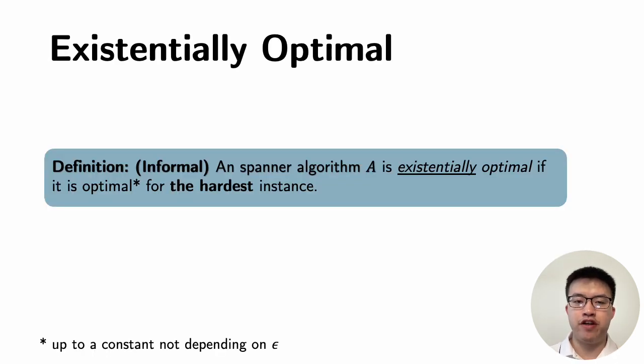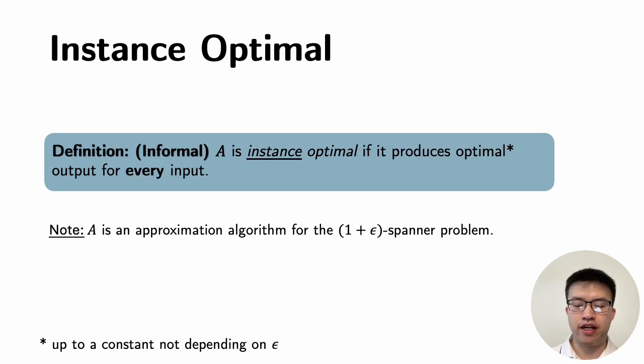Then we move to the definition of existentially optimal. Informally, a spanner algorithm is existentially optimal if it is optimal for the hardest instance. Here by optimal, we mean up to a constant that does not depend on epsilon. The second definition is about instance optimal. An algorithm A is instance optimal if it produces an optimal output for every input. So due to our definition of optimal, A can be viewed as an approximation algorithm for the 1 plus epsilon spanner problem.